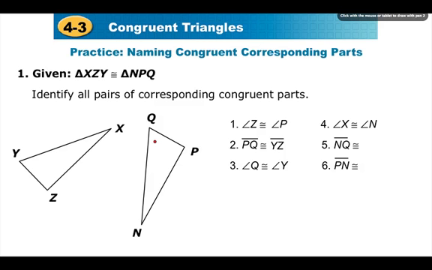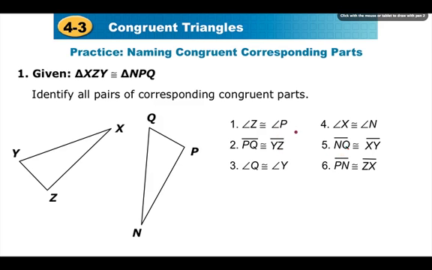And moving on, angle Q is congruent to angle Y. Angle X is congruent to angle N. And the side XY, which is right here, is congruent to... And the last one, PN, is congruent to ZX. If you're having trouble seeing this, this is not too complicated.